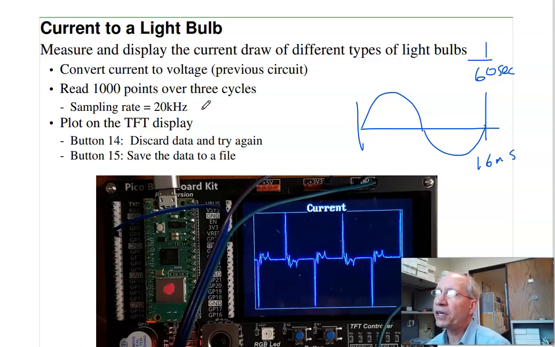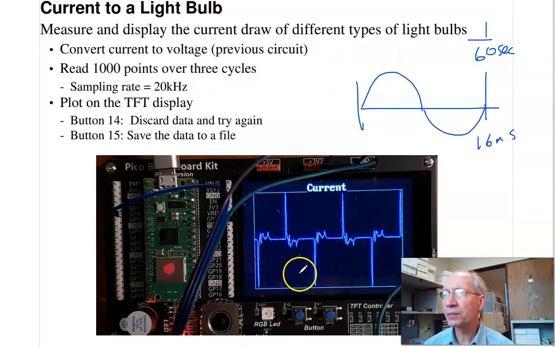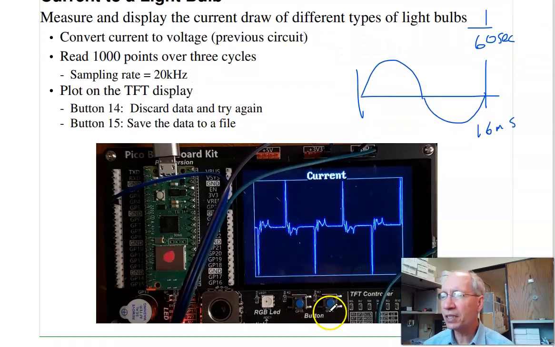Well, with the Pi Pico, I can't really do a lot between samples. So I'm just going to blindly sample 1,000 times, read 1,000 points. Once you get the points, display them, and I can see what the current looks like. I'm also going to have a couple buttons. If I hit button 14, it says bad data set, try again. Hit button 15, it says good data set, save to file.